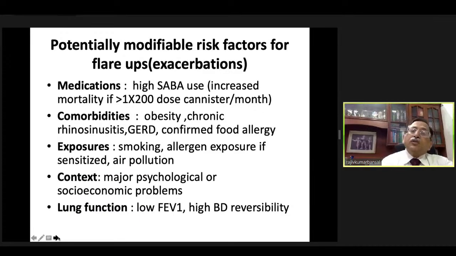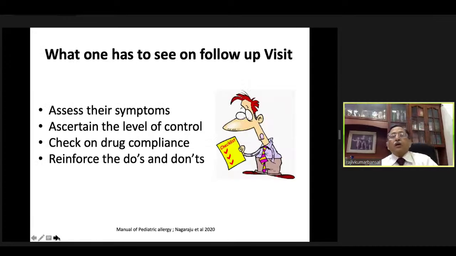At the same time, we need to identify potentially modifiable risk factors for flare-ups or exacerbations in these patients, like the medications, high use of SABA, comorbidities, exposures like smoke and allergens, the context, what psychosocial issues are associated, and the lung function of these patients. So to summarize, on a follow-up visit of these patients, one needs to assess their symptoms in detail. Yes, that's very important. Ascertain the level of control, which I'll show you how we can assess.